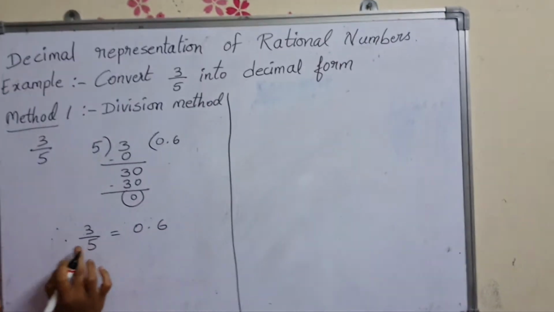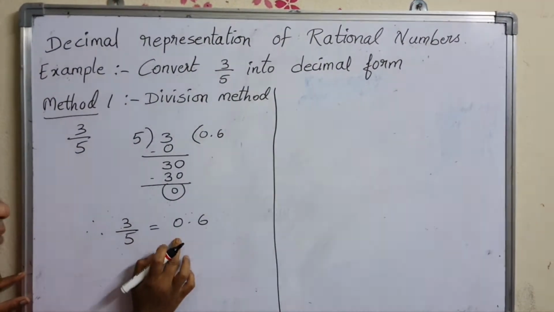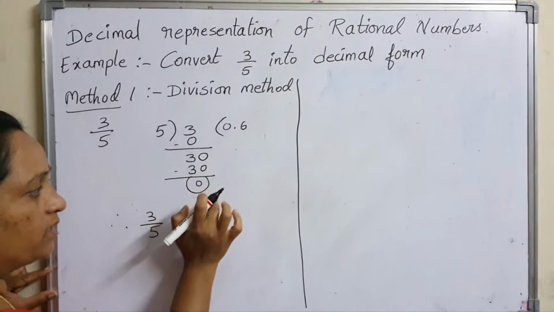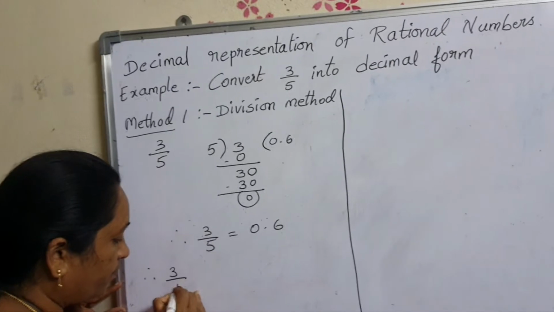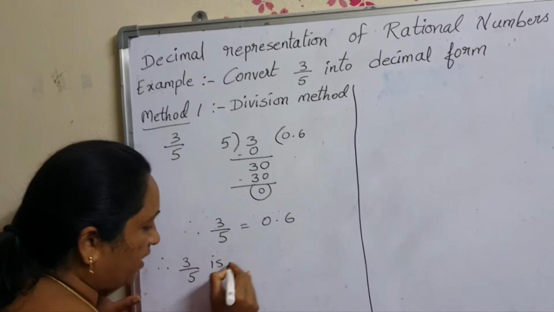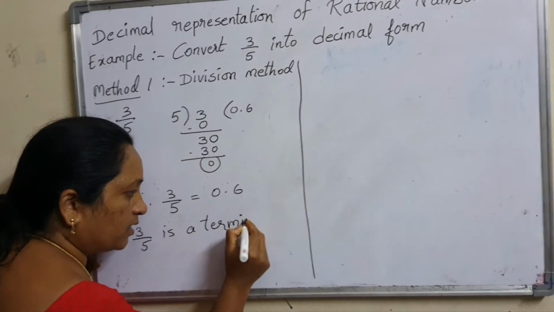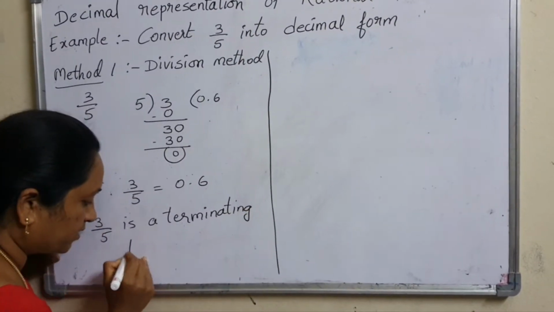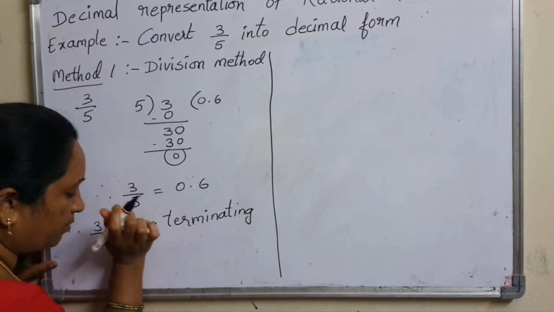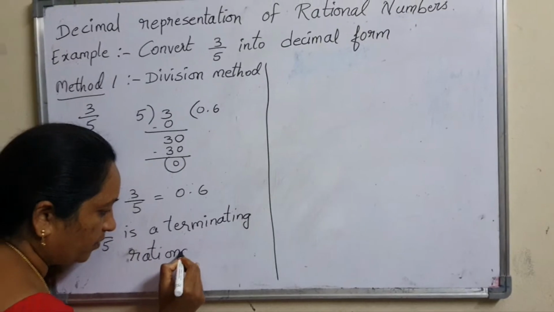Therefore your rational number 3 by 5 is terminating, that is, the division is stopping. Therefore 3 by 5 is a terminating decimal form. Terminating means the division is stopping. Terminating rational number.